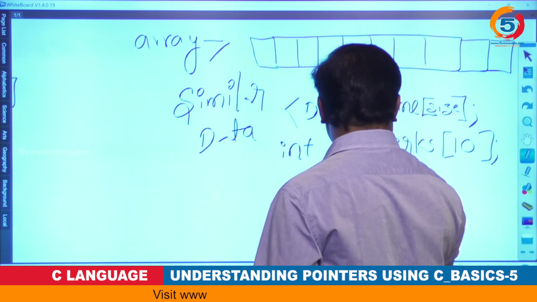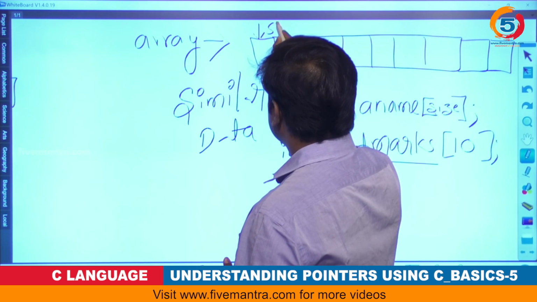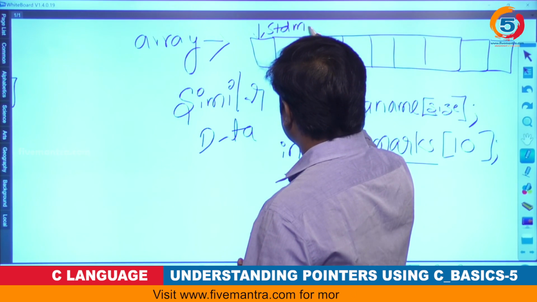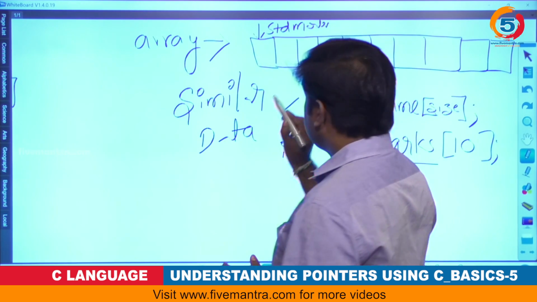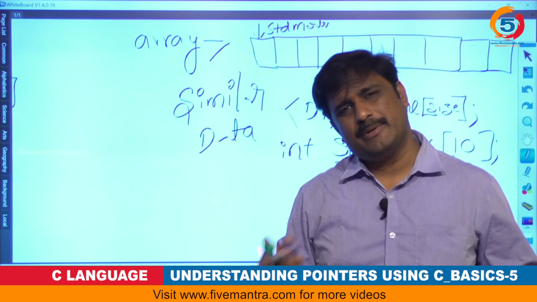What is student marks? It is your variable name, nothing but the student marks, and it will point to the first block. And what is the special thing?